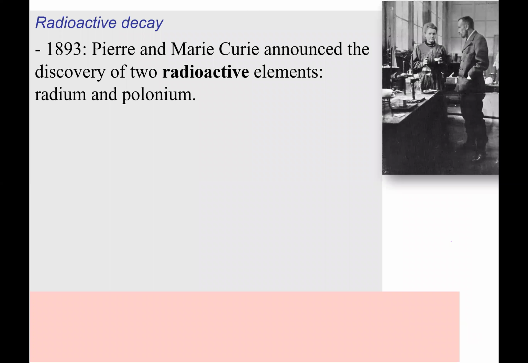All right, let's talk about radioactive decay. And let's go back in history. Late 1800s, a dynamic duo, husband and wife, Pierre and Marie Curie, are working in Paris, and they announce the discovery of two radioactive elements, radium and polonium.